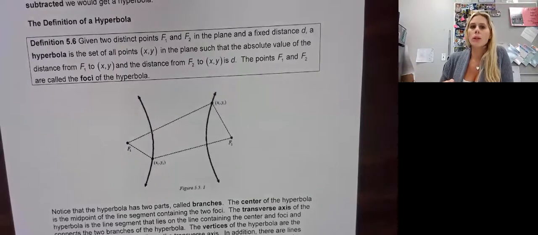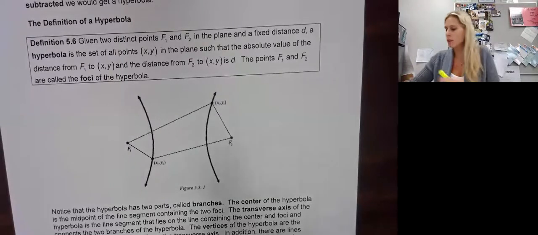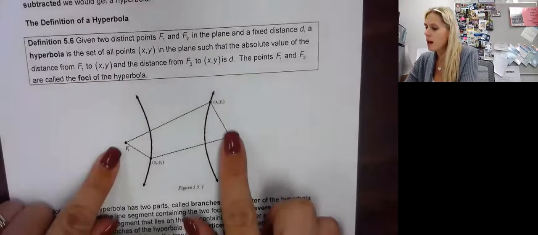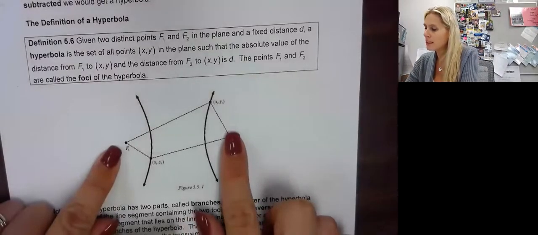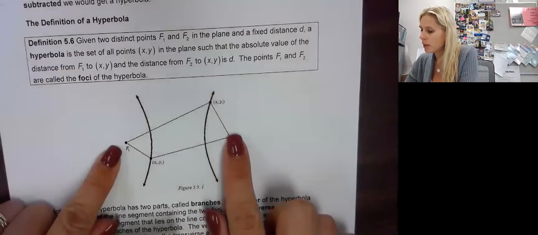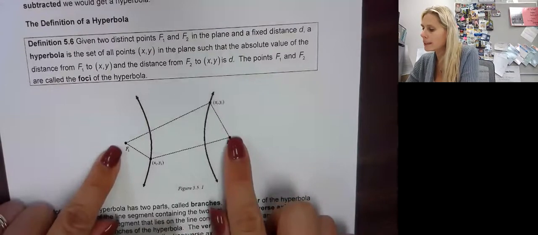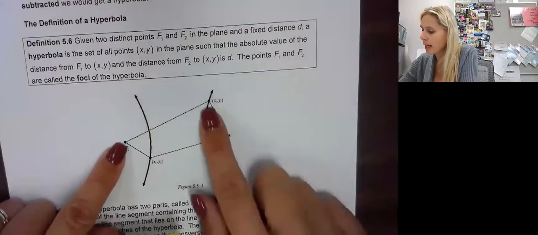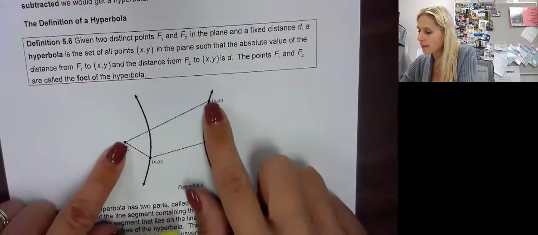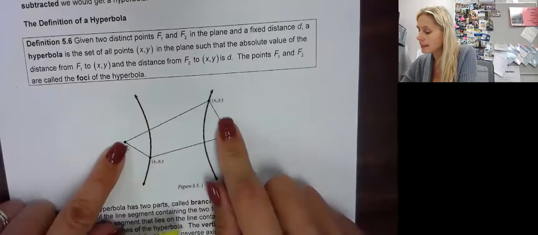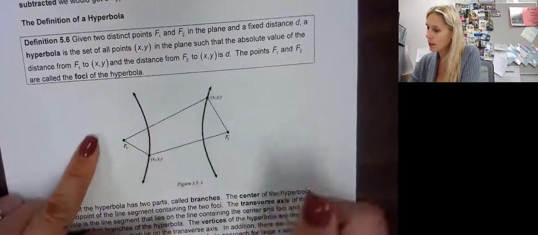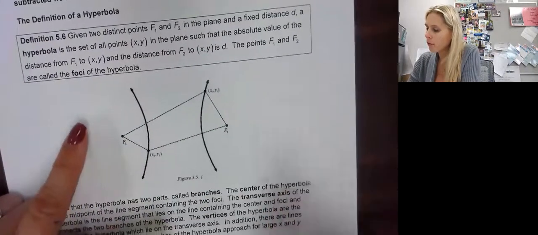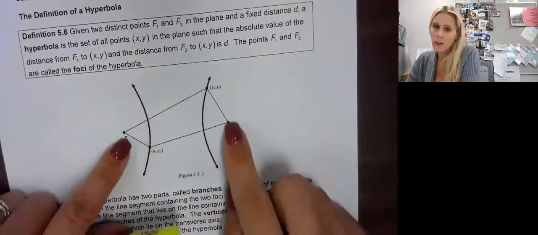Given two distinct points F1 and F2, so here are the new foci in the plane, and a fixed distance D, a hyperbola is the set of all x, y in the plane such that the absolute value of the difference of the distances from F1 to (x, y) and from F2 to (x, y) is D. The points F1 and F2 are called the foci. So there we are at the foci.